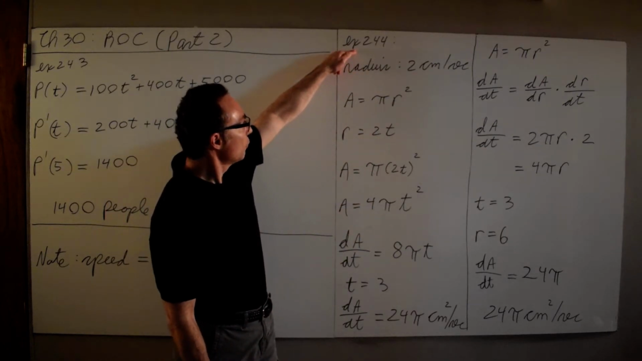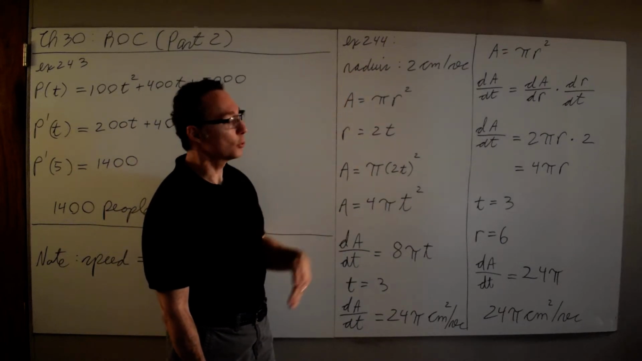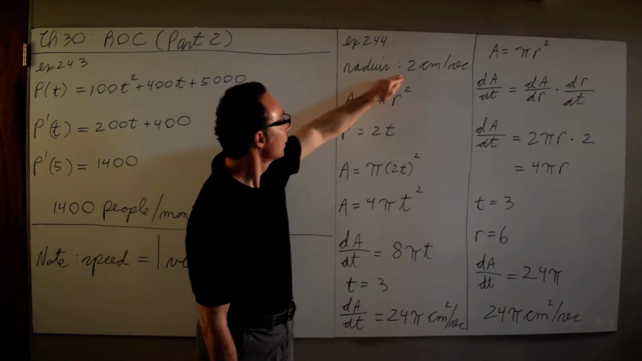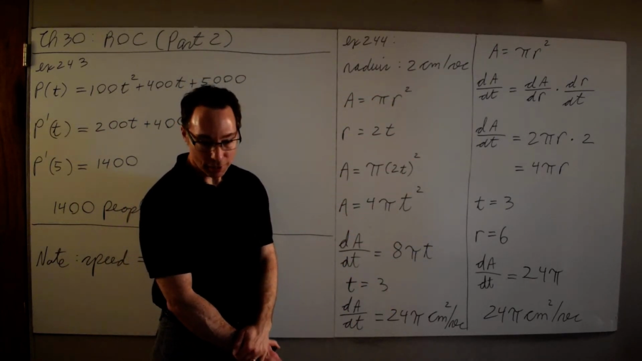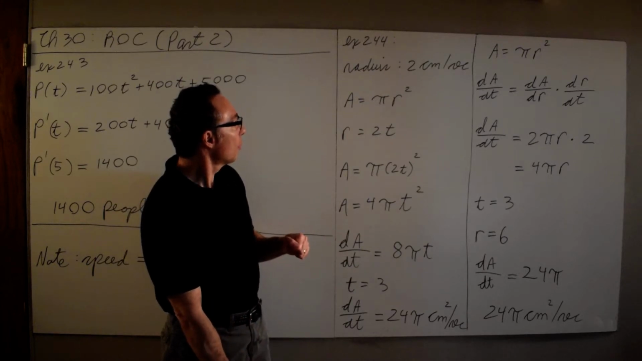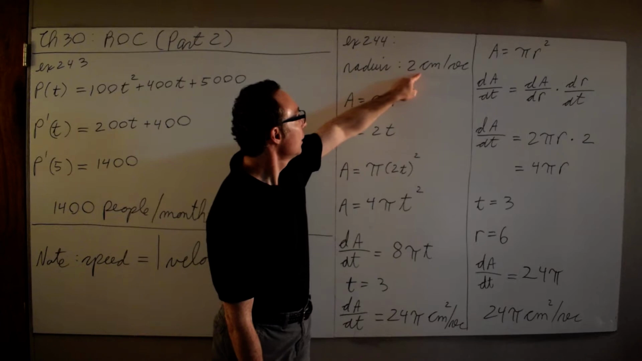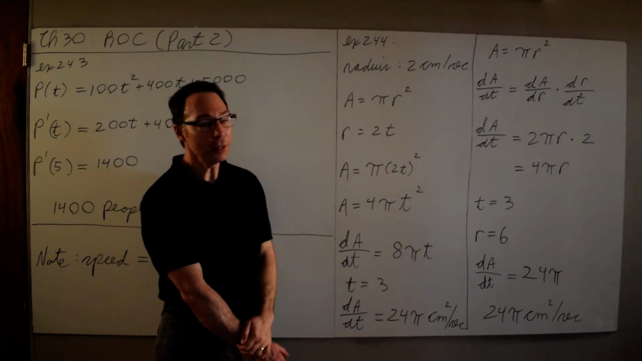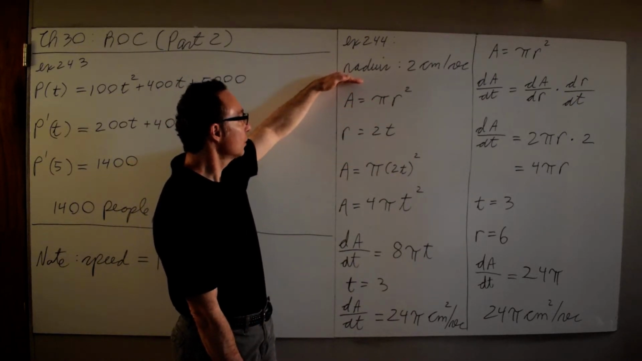Example 244, we've thrown a stone into a lake and it's making a circular ripple. And the radius of the ripple is increasing at a rate of 2 centimeters per second. And you're going to notice that when you look at the problem, I made a little note here. The rate of change of the radius is 2 centimeters per second. That's really what we need to know to start the problem. So I've written down the relevant information.